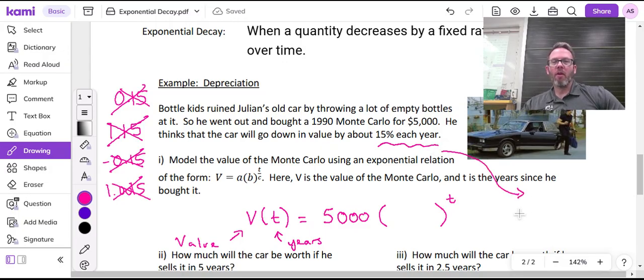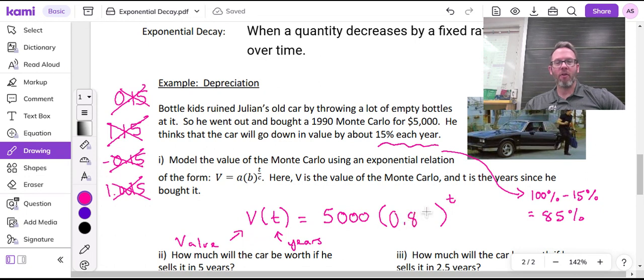I'm going to go over here. So if our car goes down in value by 15% each year, then at the end of the year, it's not worth what it was. We take 100% of what it was worth and subtract 15%. So it's now worth 85% of what it was. To get the value of the car after a year, you multiply by 0.85. 85%. Why 85%? Because it went down by 15%.